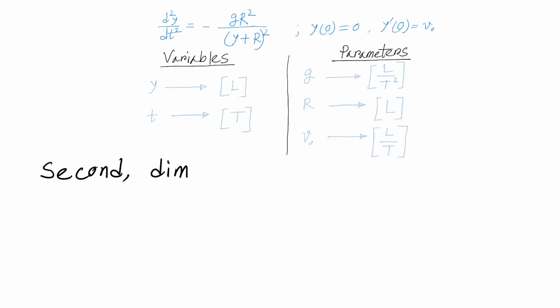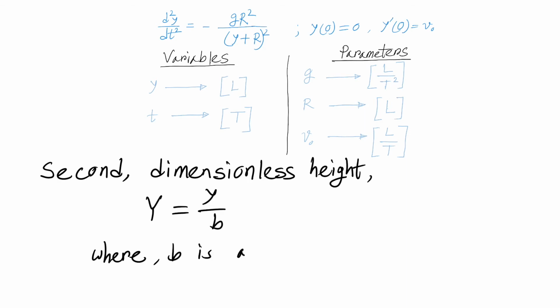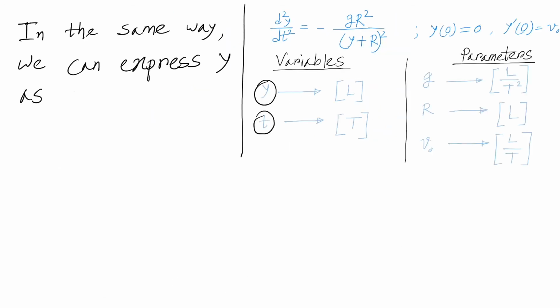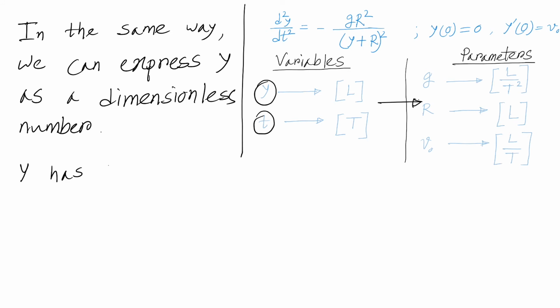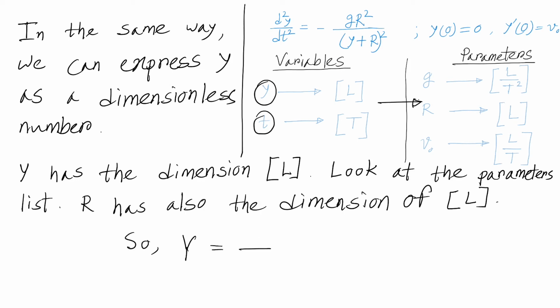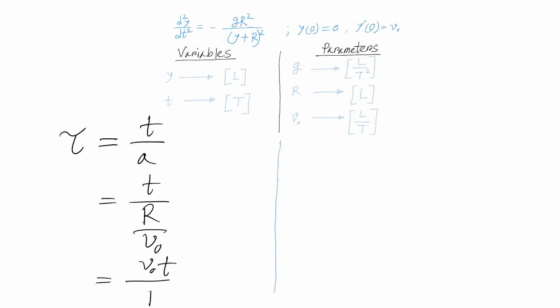Second, dimensionless height. Capital letter Y equals small letter y divided by b, where b is an unknown until we find the value. In the same way, we can express y as a dimensionless number. Small letter y has a dimension L. Look at the parameters list. Again, r has also the dimension of L. So, capital letter Y equals y divided by r. This is how you non-dimensionalize a quantity.